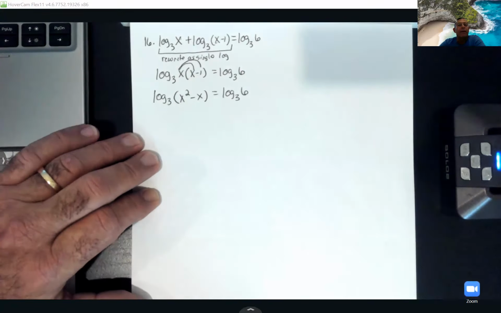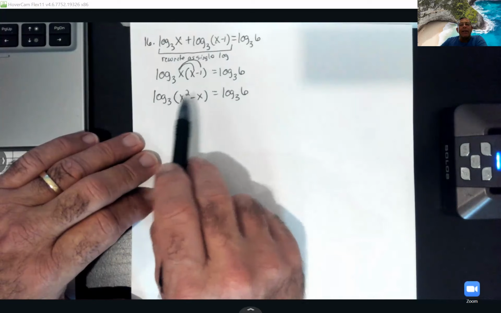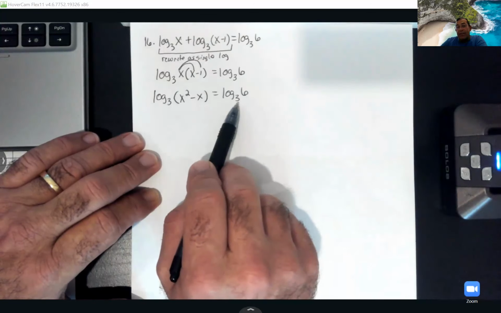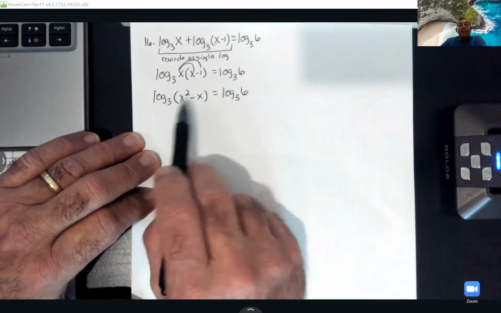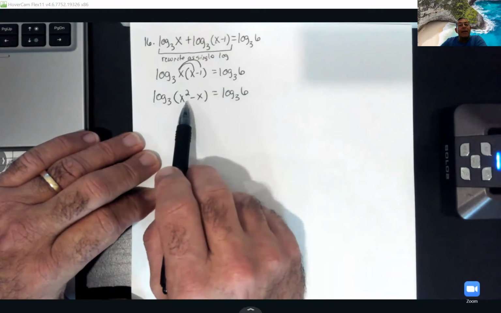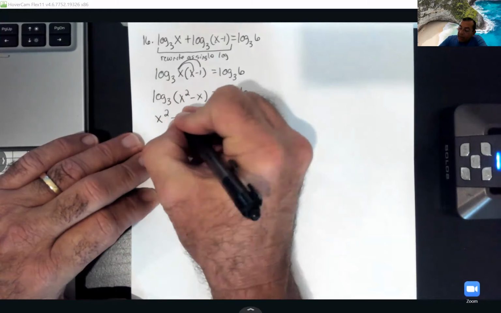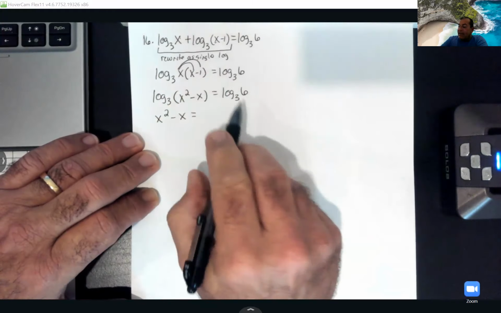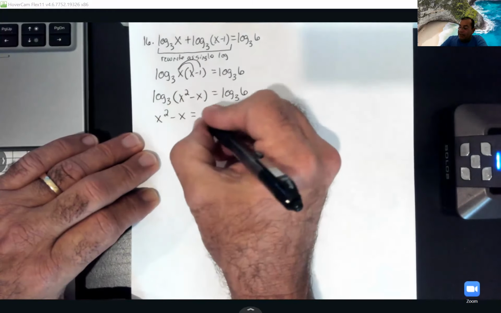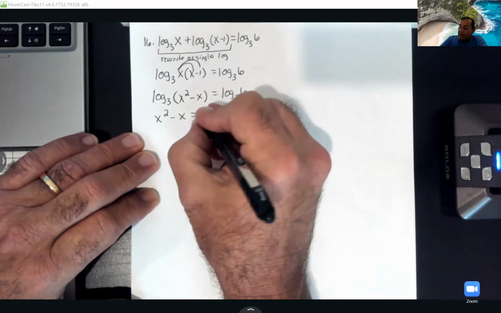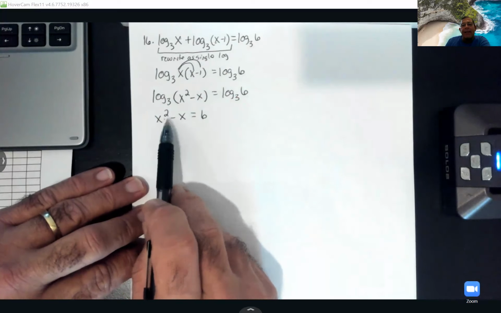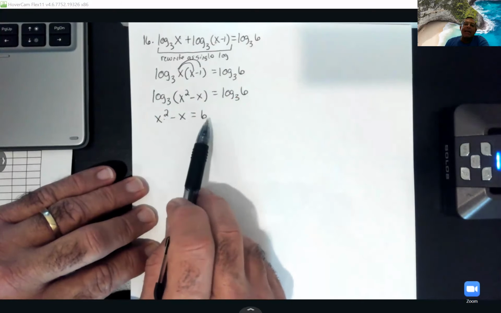So we're sort of happy on this one. This log base matches that log base on the right side. So since the log bases match, that means that the x squared minus x has to equal that 6. And if you notice again, this one's quadratic again. So the 6 is where I need a 0 at.